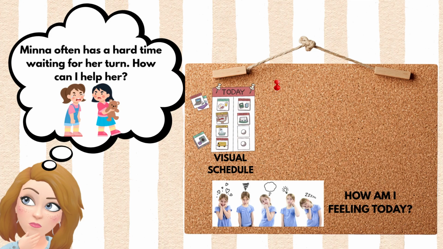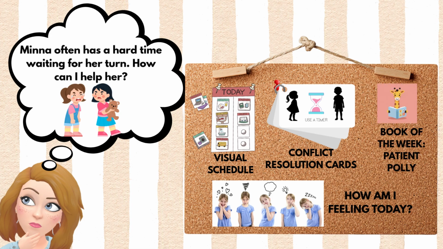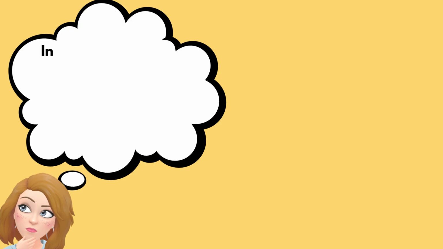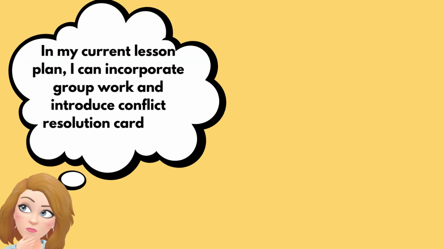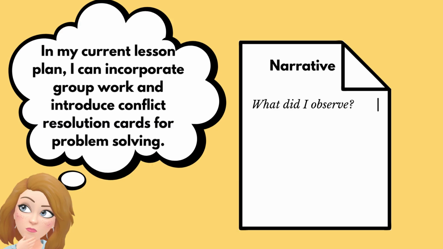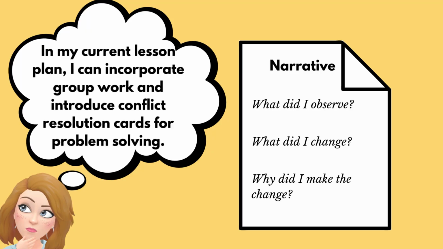You might introduce mindfulness or emotion regulation strategies, or read a story about a character learning to wait. If you already have a lesson planned, such as one about building neighborhood structures, think about how you can embed opportunities for the child to practice delaying gratification using the strategies you've modeled. In your description, explain what you've observed, what you've changed, and why, so readers can understand your thought process and actions.